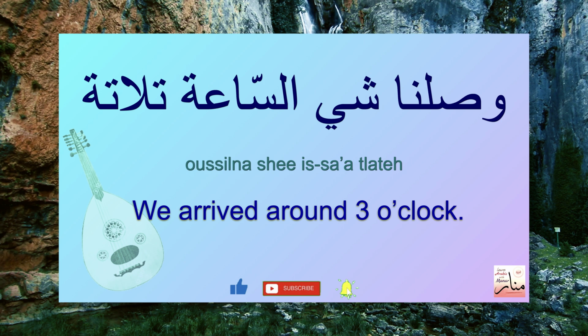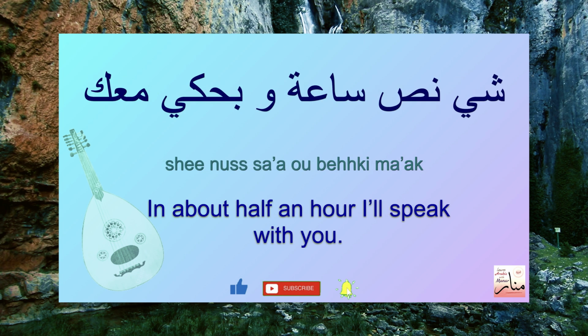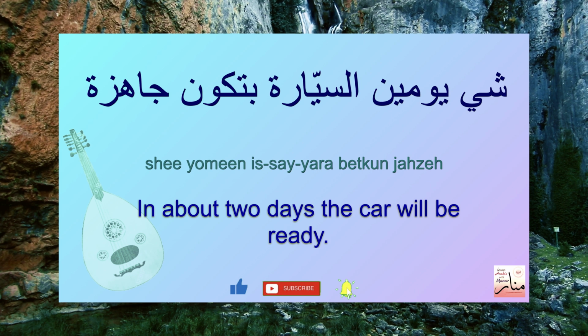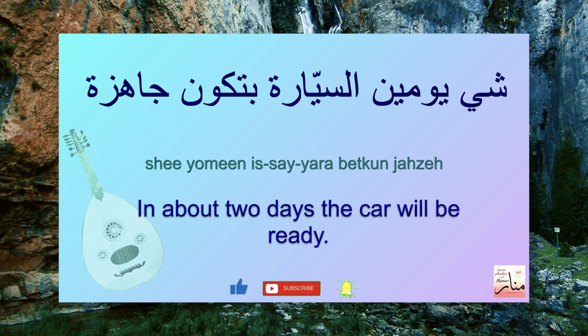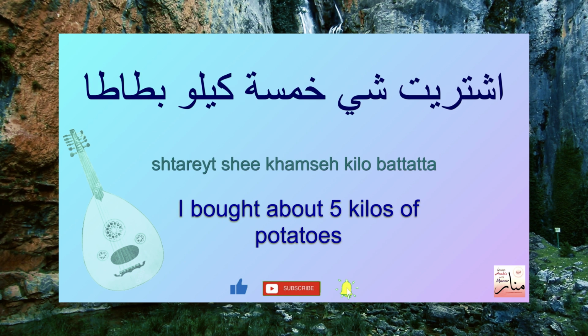We arrived around 3 o'clock. وصلنا شي الساعة 3. I'll talk to you in about half an hour. بحكي معك بعد شي نص ساعة. In about half an hour I'll speak with you. شي نص ساعة وبحكي معك. In about 2 days the car will be ready. شي يومين السيارة بتكون جاهزة. The car will be ready in about 2 days. السيارة بتكون جاهزة بعد شي يومين. I bought about 5 kilos of potato. اشتريت شي 5 كيلو بطاطا.